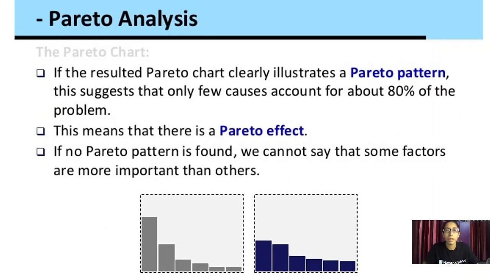If the resulting Pareto chart clearly illustrates a Pareto pattern, this suggests that only a few causes account for about 80% of the problems. This means it has a Pareto effect. If no Pareto pattern is found, we can say that some factors are more important than others, because every time we have to check whether a factor is important or not.